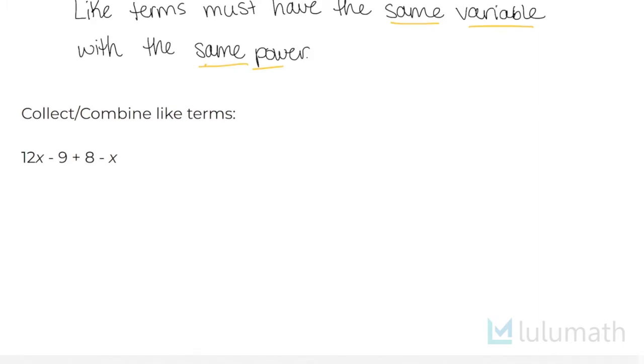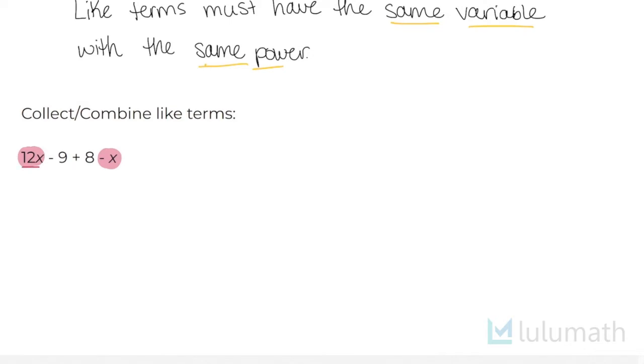And depending on your region, some places say we collect them, some places say we combine them. They mean the same thing. So if you see here, we've got 12x minus 9 plus 8 minus x. Well, 12x is not like negative 9 because there's no x on it. It's not like 8 because there's no x on it, but it is like this negative x. So I can put them together.